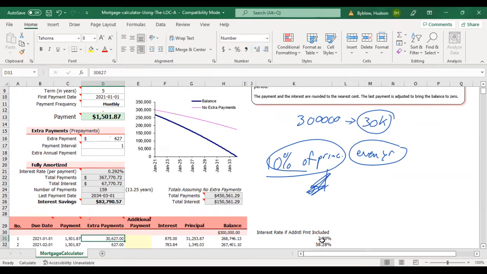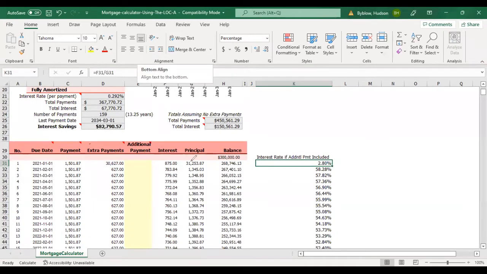Now, what that did is it made my implicit mortgage interest rate actually 2%. So if the principal I put on one payment is $31,000 and my interest remains the same according to the mortgage schedule, then my interest rate is 2.8% on that. The interest, $875, is 2.8% of 31,000.